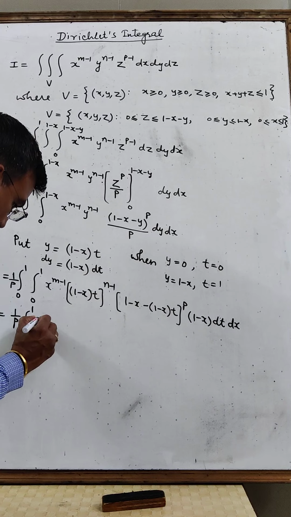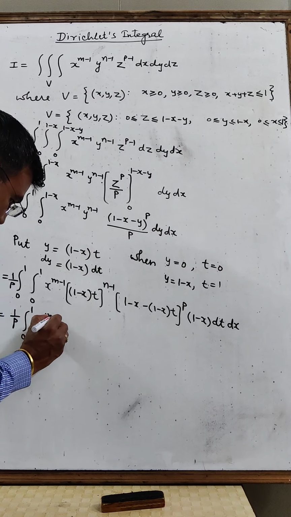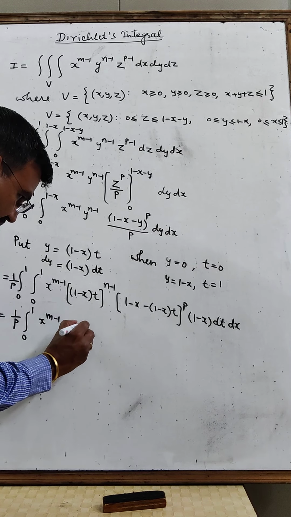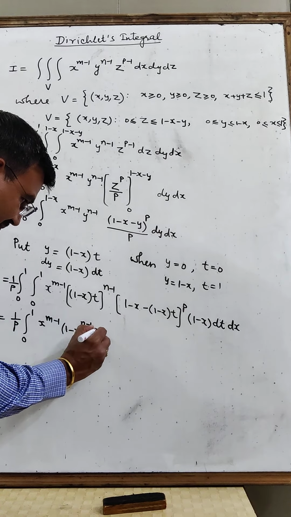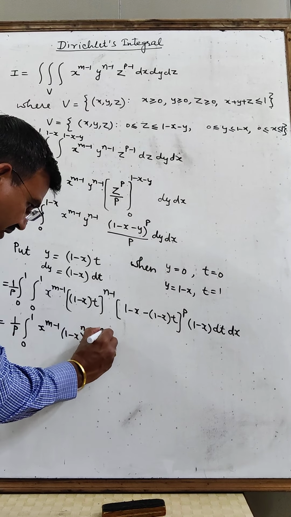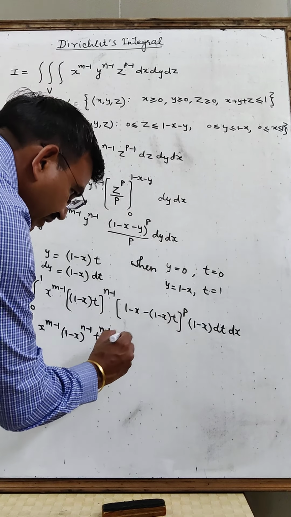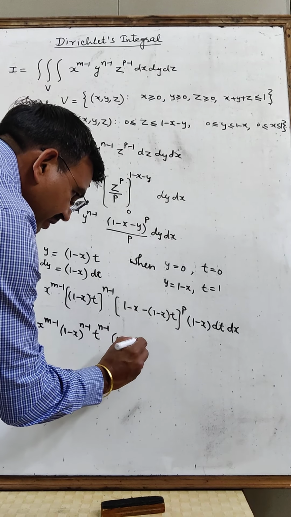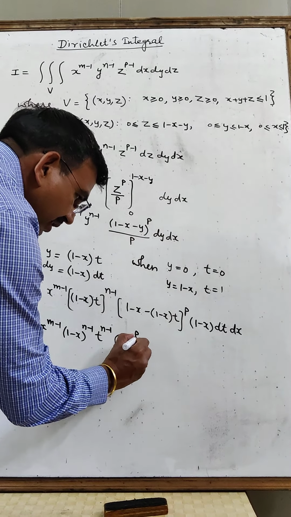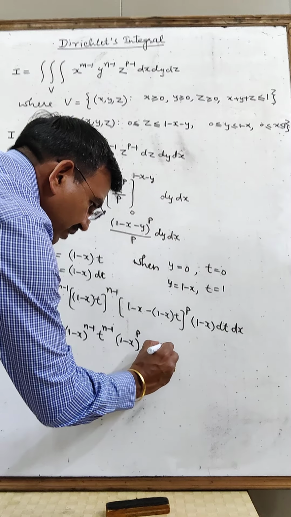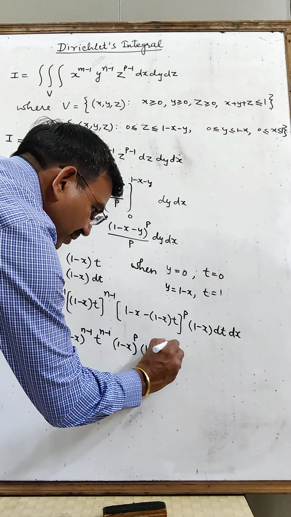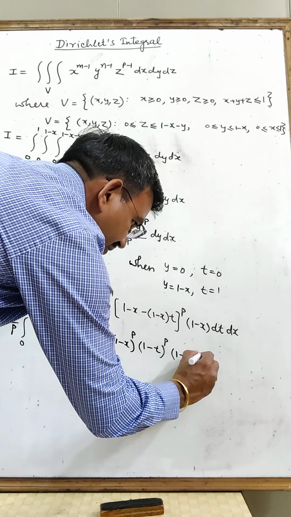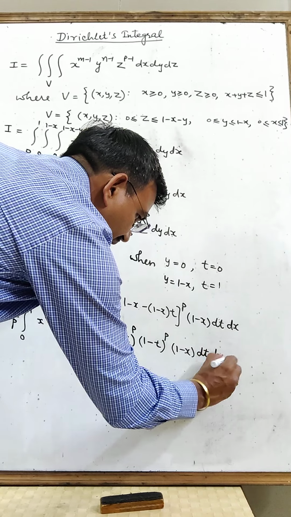So it would become x raised to the power m minus 1. From here it would be (1 minus x) raised to the power n minus 1, t raised to the power n minus 1. From here we will take common (1 minus x) raised to the power p, and we will be left with (1 minus t) raised to the power p, (1 minus x), dt, dx.